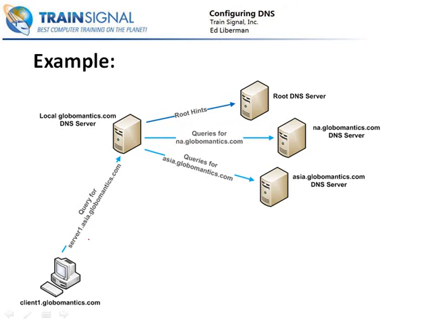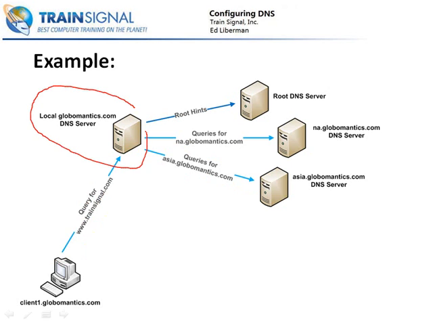If the client was asking for server1.asia.globalmantics.com, then obviously the process is the same, except it's going to conditionally forward out to this DNS server this time, who sends the answer back to the local globalmantics.com DNS server and back to the client. And finally, now we have the client asking for www.trainsignal.com.